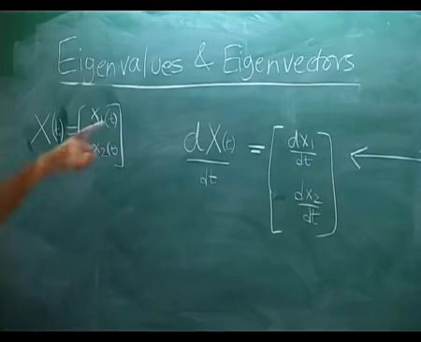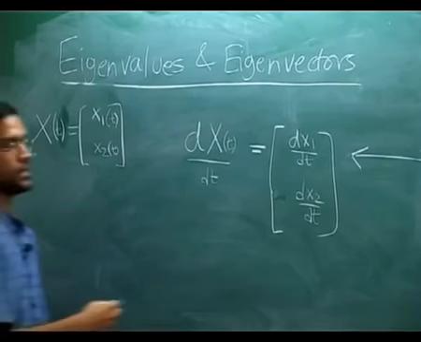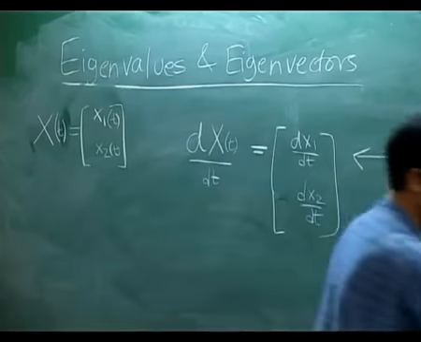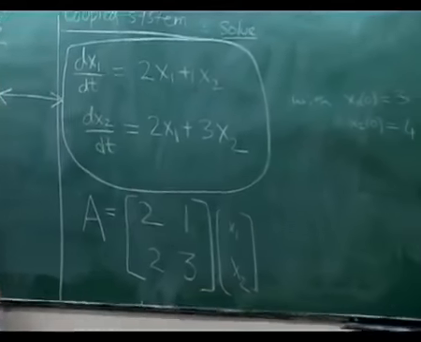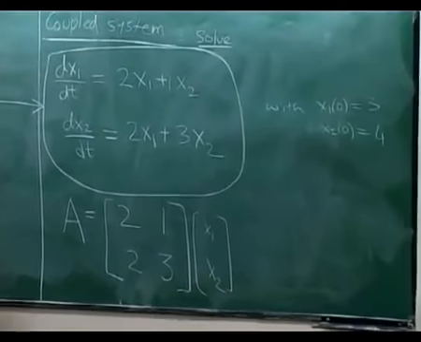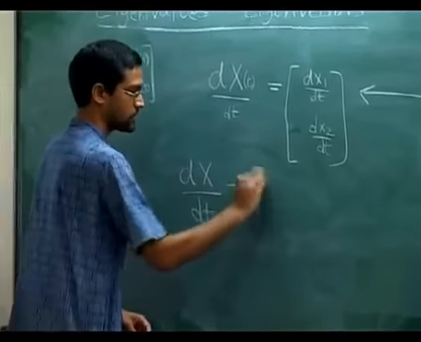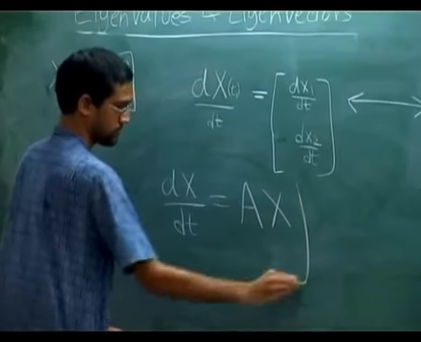Now on the other side, what is it that I have? It is AX. So observe 2x1 plus this etc. is what I will get if I take A and multiply it by x1 x2. So therefore my equation can be written like this. It is d capital X by dt is the matrix A times X.